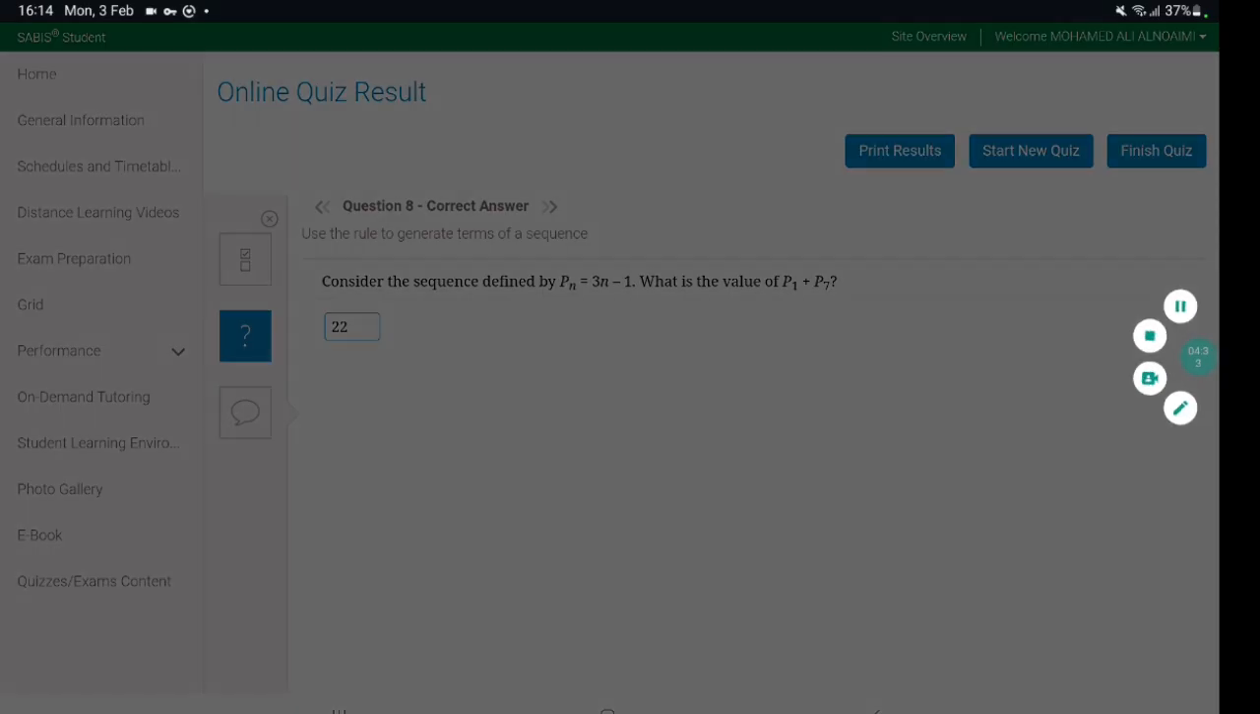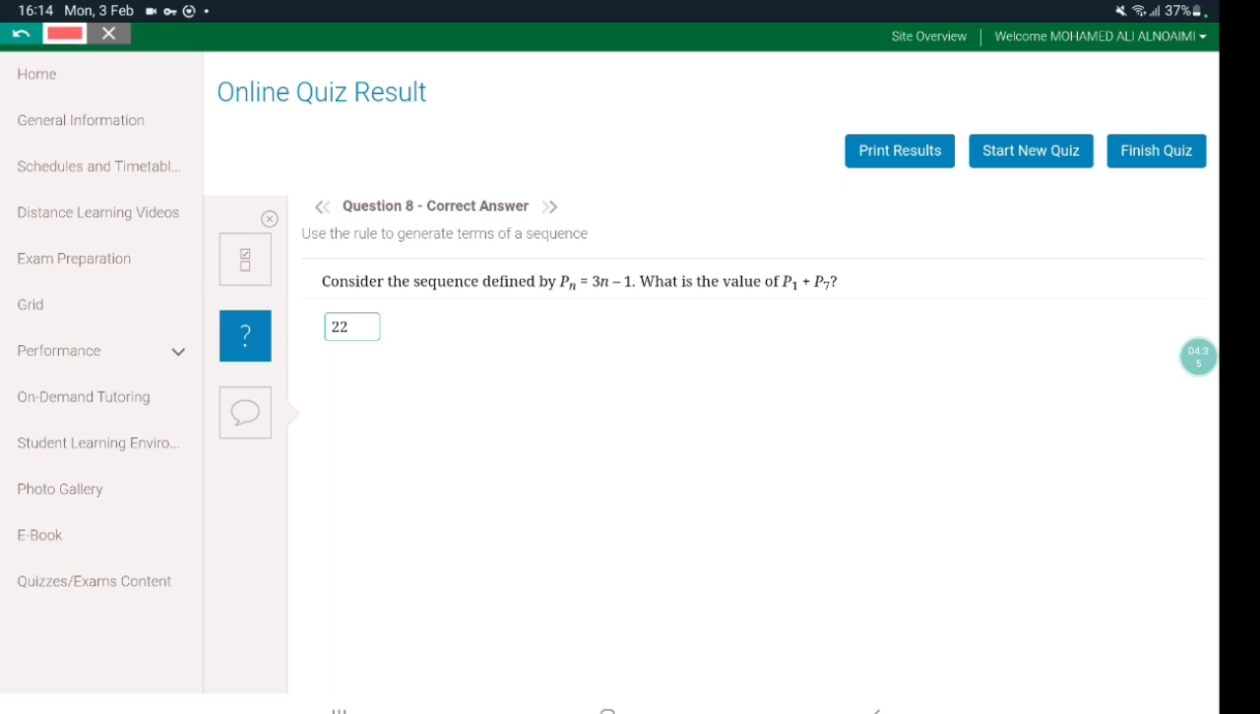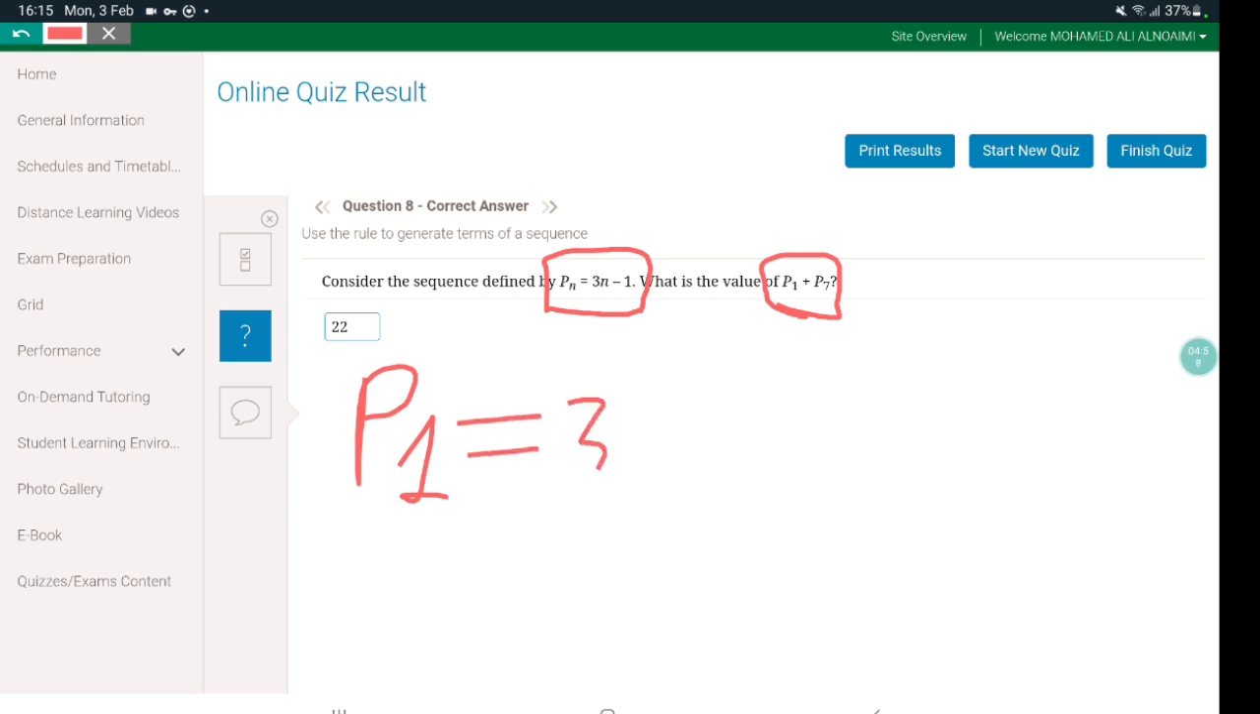This, it's simple. They gave us here Pn equals 3n minus 1. And now here they want the value of P1 and P7. So first we have to find these values. For P1, we're going to replace the n by 1. P1 is equal to 3 times 1 minus 1, which will be equal to 2.